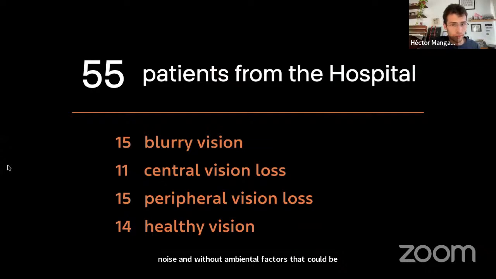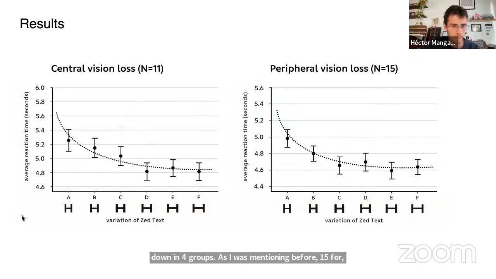And we did this with 55 patients who were screened by staff from the hospital and who were walked through and advised by 3 medics from the hospital. In total, these 55 patients could be broken down into 4 groups, as I was mentioning before: 15 for blurry vision, 11 for central vision loss, 15 for peripheral vision loss, and 14 controls. And the results are the following.